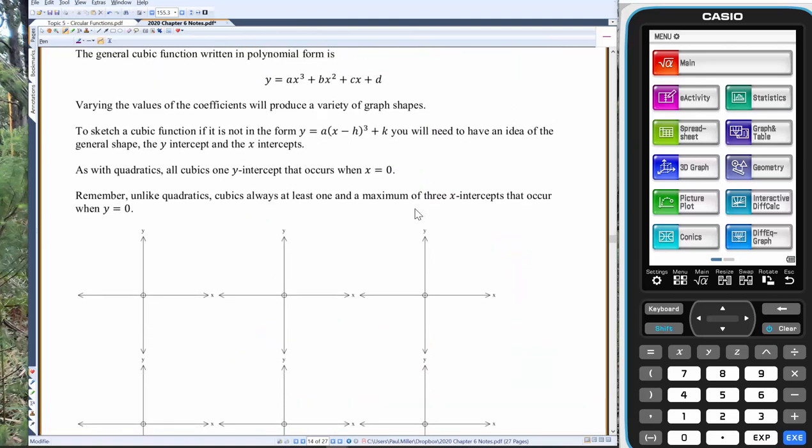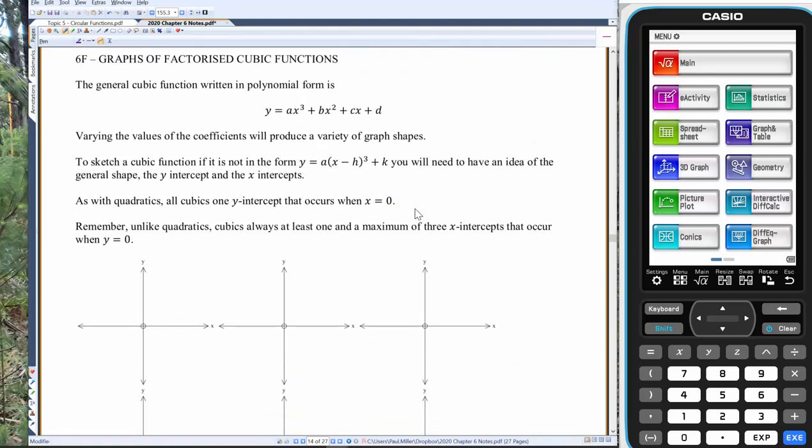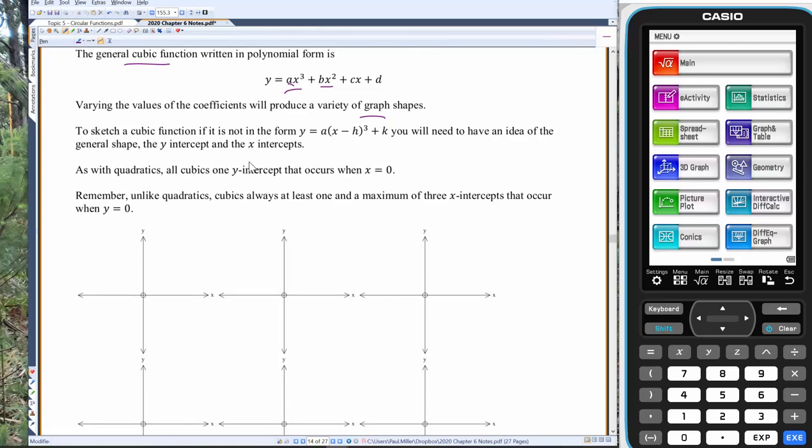So on to the big stuff here. These are factorized cubic functions that we're after. The general cubic function can be written in this form, as a cube term, squared term, x term, and constant term. And varying these coefficients a, b, c, and d will produce so many different shapes. Okay, so it's starting to get really cool. So to sketch a cubic function, if it's not in this form here, you will need to have an idea of the general shape, the y-intercept, and the x-intercepts.